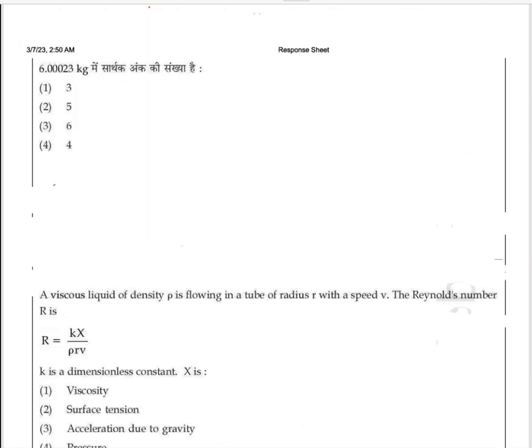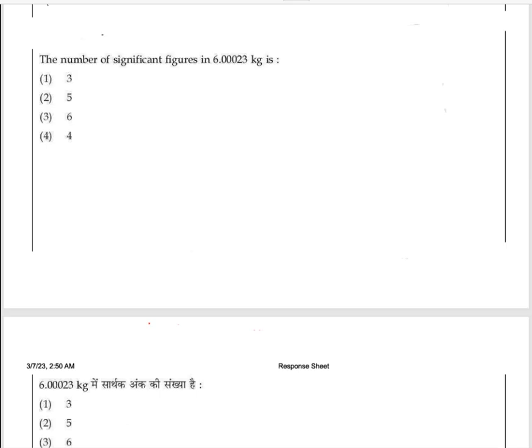The next question is: the number of significant figures in 6.00023. Actually, all zeros between two non-zero digits are significant. As these three zeros lie between two non-zero digits, all the digits are significant digits. The total number of digits present here is 6. So I can say the answer is option 3, which is 6. We'll go to the next question.